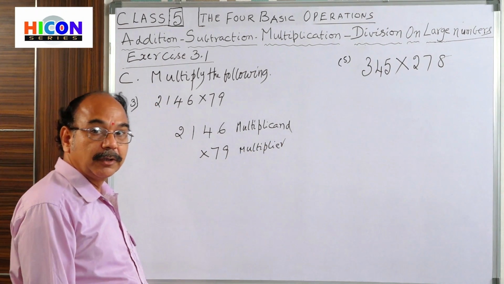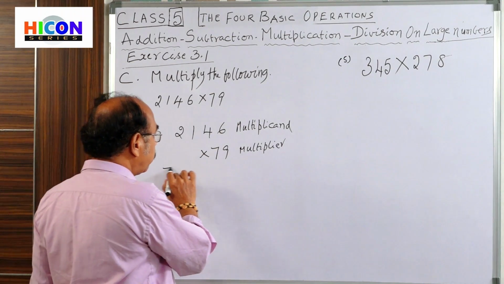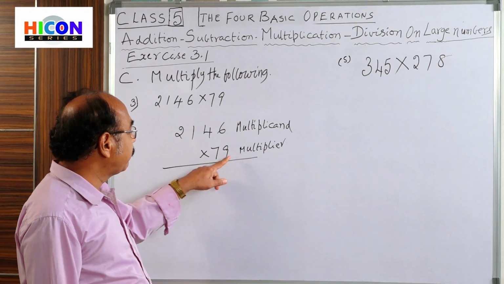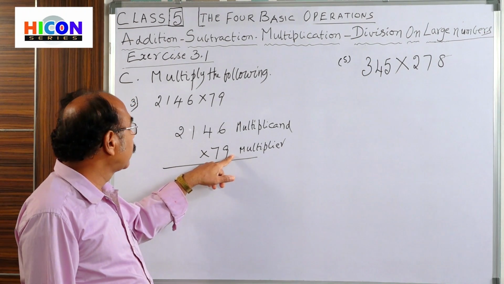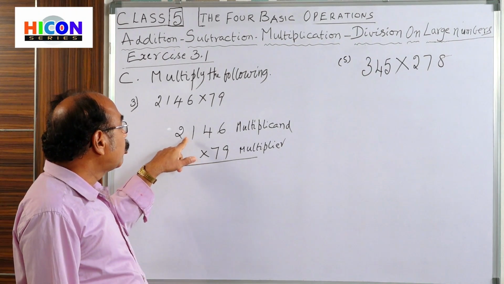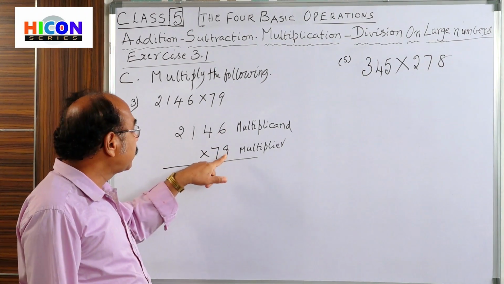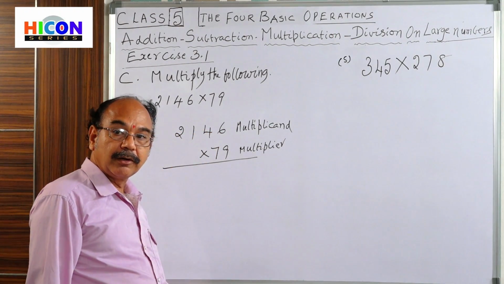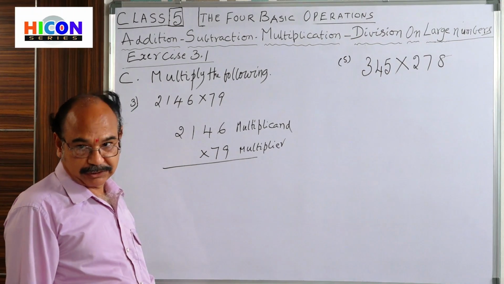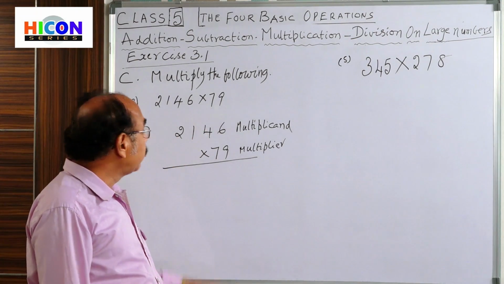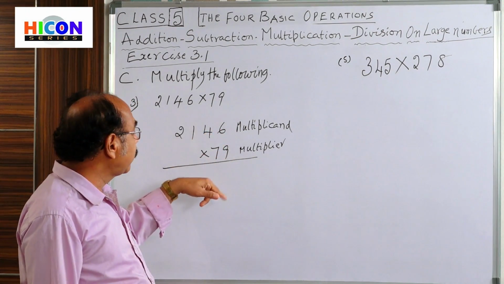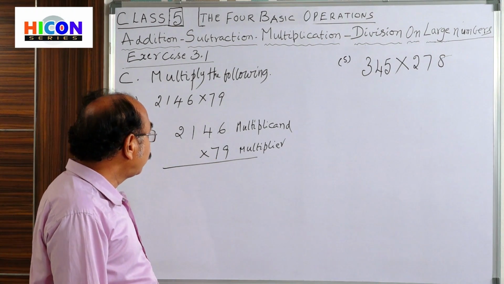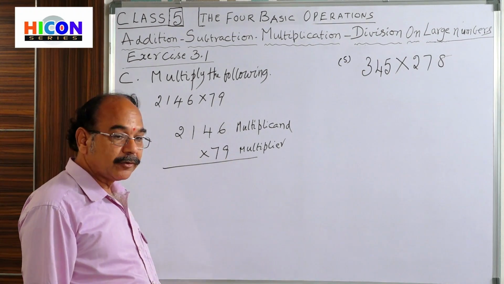Okay, children, what is this? Multiplier. Show the multiplication. Okay. First of all, multiply with 9. Multiply 2146 with 9 first. All the digits in this multiplicand are to be multiplied with 9 first. After that, we multiply all the digits of the multiplicand with the 7. So first of all, multiply with 9.